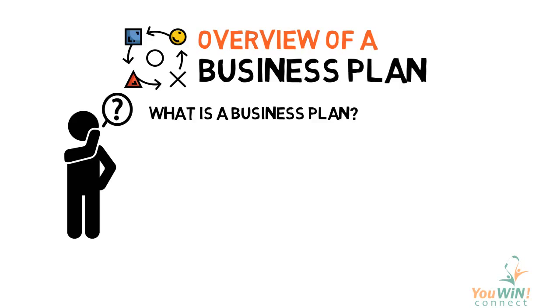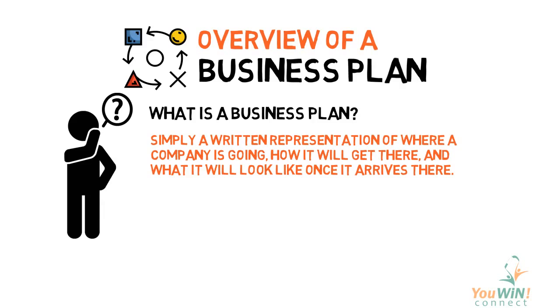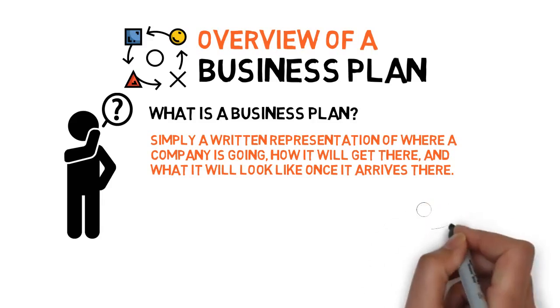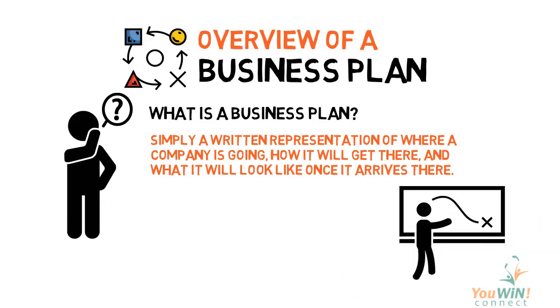For a simple definition, Ernst & Young in the Business Plan Guide in 1993 defined a business plan as simply a written representation of where a company is going, how it will get there, and what it will look like once it arrives there. In other words, the business plan is the roadmap for any business.